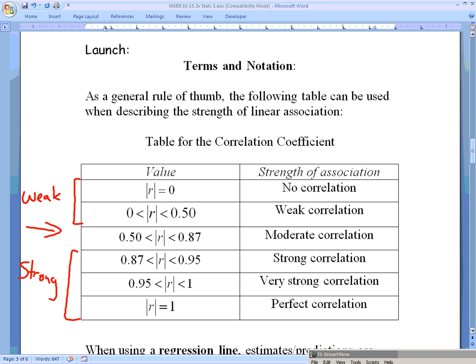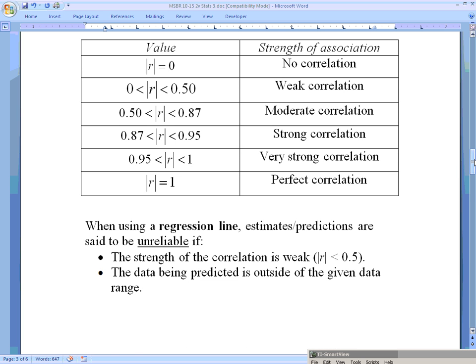And just a reminder that R can also be positive or negative, and we want to include that when describing our correlation as well. So why do we care about correlation? Well, we're going to talk about best fit lines today, and that'll be our next slide. But if we have a best fit line with a poor R value, meaning that the absolute value of R is less than 0.5, so it's a weak correlation, that best fit line does not represent the data very well. And if we use that line to make any predictions or estimates, they are said to be unreliable.